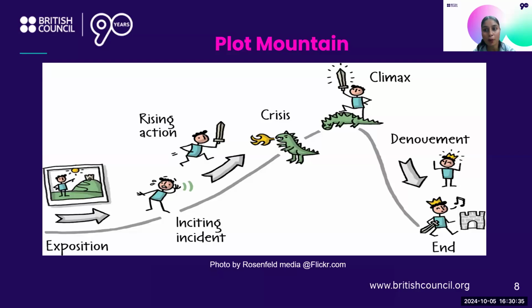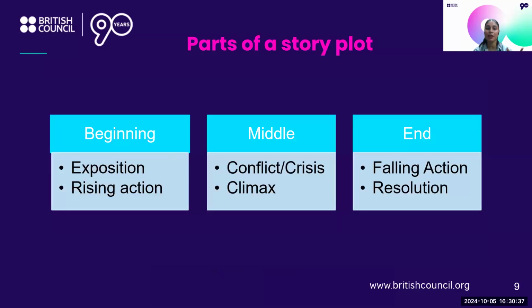Moving on, this plot mountain is actually nothing but these three major parts of the story, which is the beginning, the middle, and the end. The beginning contains the exposition and the rising action where the problem comes in. Middle usually is the crisis situation and the climax. And the end of the story is usually the falling action where the problem starts solving, and the resolution, which is basically the end of the story. So these are the parts of the story plot, and we can use them interestingly in our classes.